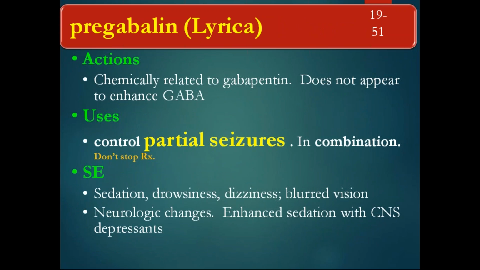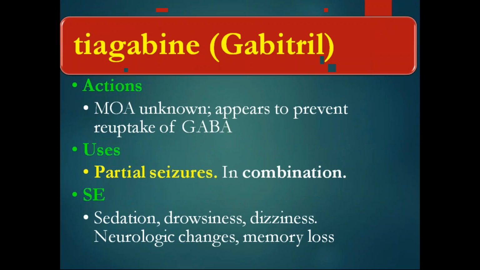Pregabalin, partial seizures. I'm just mentioning these, but we are going to have a slide specifically to remember these names. Partial seizures. If you have partial seizures or any seizures and you feel better, so you stop the medication, that is totally wrong. You need to take it forever. If you are diagnosed with epilepsy, you cannot be cured, so there is always a risk of having a seizure if you don't take the medication.